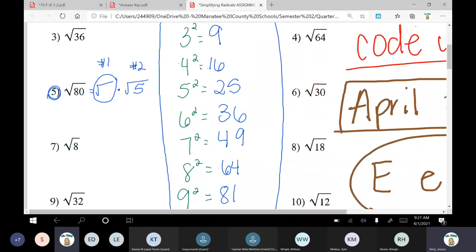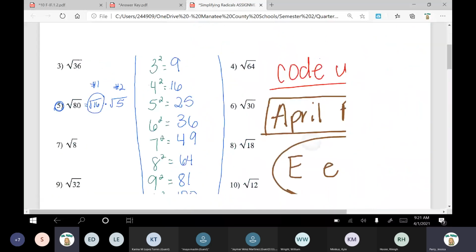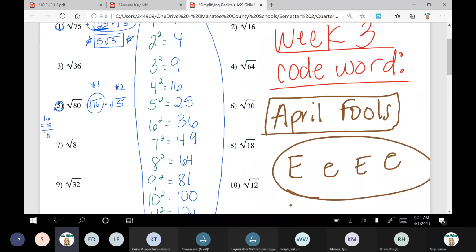Okay, I don't expect you guys to know 16 times 5 off the top of your head. So you could go and show your work over here on the side, multiply until you get that, 80. And then let's keep going from there. Let's simplify our square root of 16. What is the square root of 16?